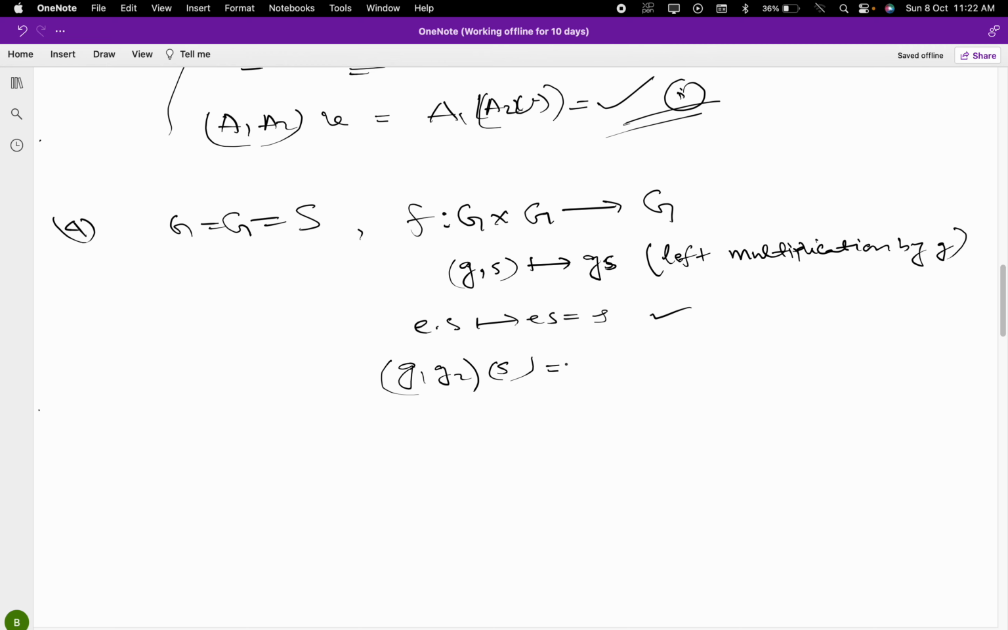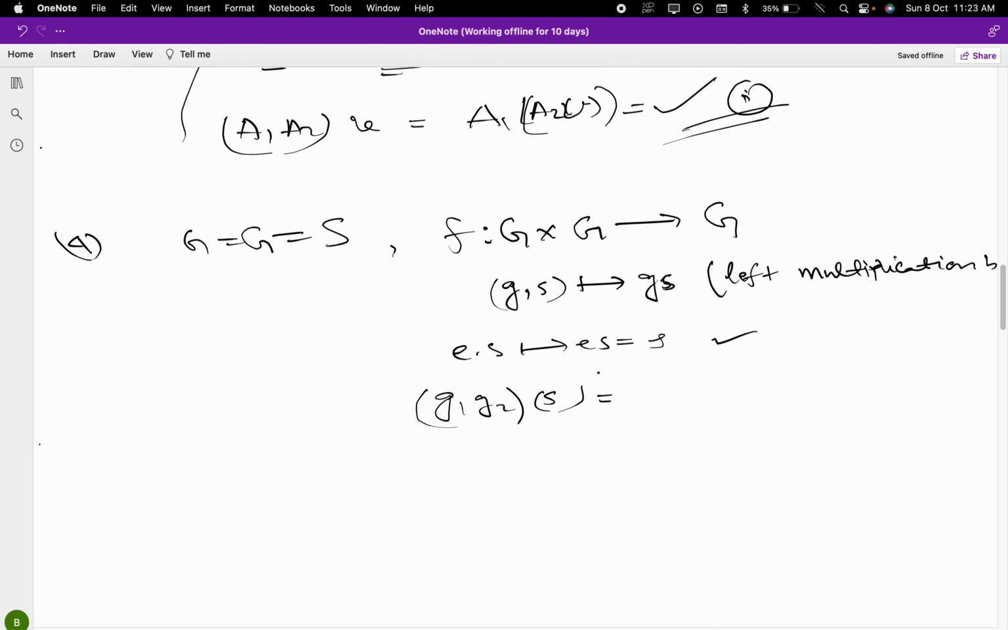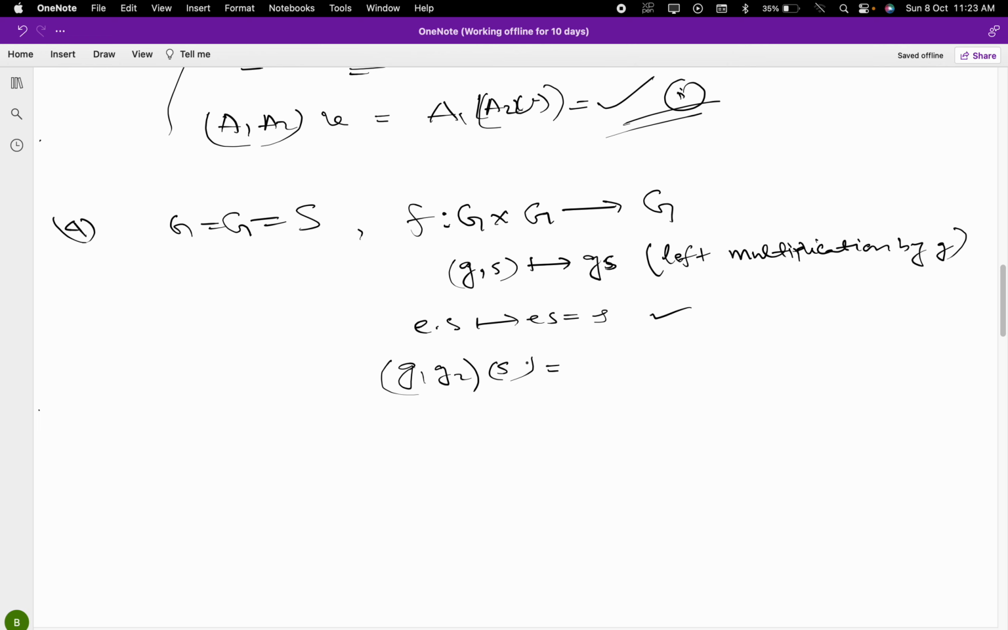Otherwise we cannot apply, right? So, G1 of G2 of S. Okay, so of course this is the definition of group, the properties of group. What are the properties of a group? It should satisfy associativity, right? I am using the associativity. This is also satisfied, right?